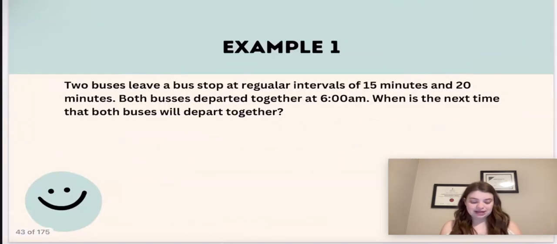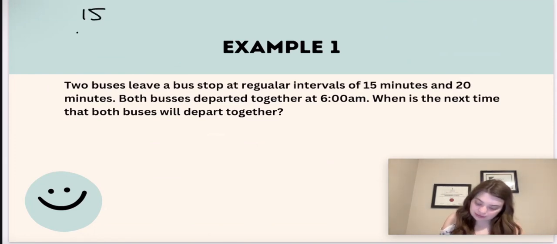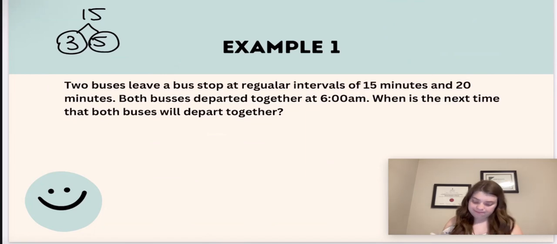All right, so here it says that two buses leave a bus stop at regular intervals of 15 and 20 minutes. Both buses departed at 6 o'clock a.m. When is the next time that both buses will depart together once again? So the first thing I'm going to do is draw factor trees for both 15 and also for 20. So for 15, we know that 3 times 5 is 15, and both of those are prime.